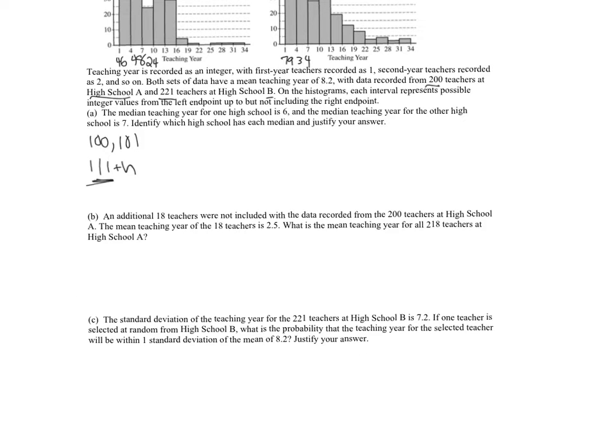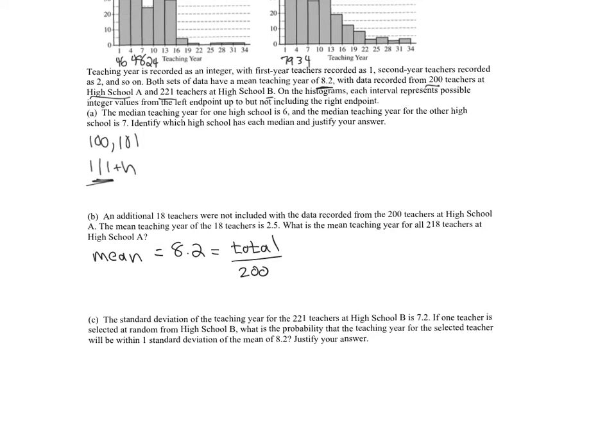So the second problem, or part B, digs into the mean a little bit. Originally, for the graphs they made, they told us both sets of data had a mean of 8.2. And in part B, we're talking about high school A. In high school A, originally, there were 200 teachers in the data. So the way they got that 8.2 was by taking the total for all of the teachers, dividing by 200, and that's where they got their 8.2.